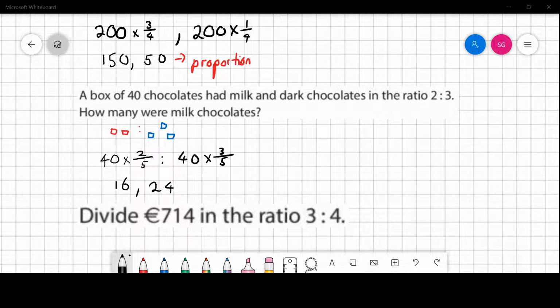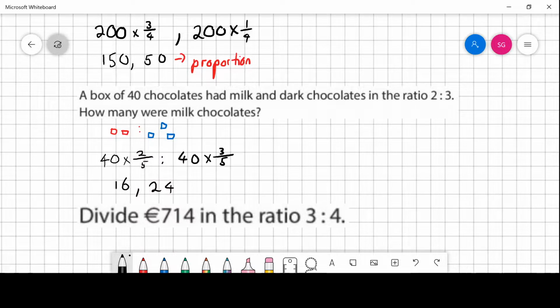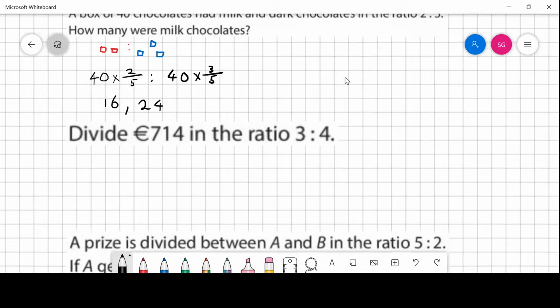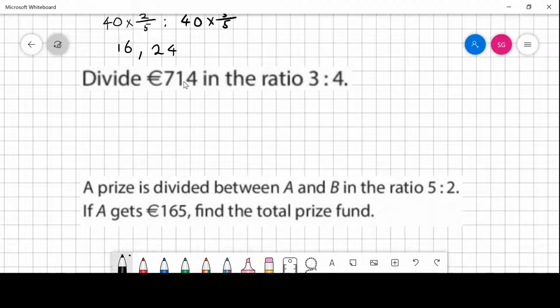Okay, so let's have a look at another example. Here we're going to look at dividing 714 euro. I want to divide it into a ratio of 3 to 4. So, you and a friend have won some money, and you decide to divide it up into 3 and 4 parts.